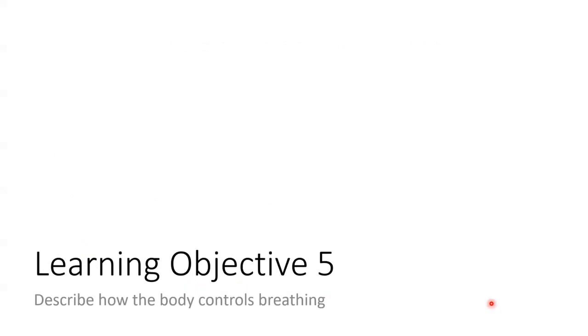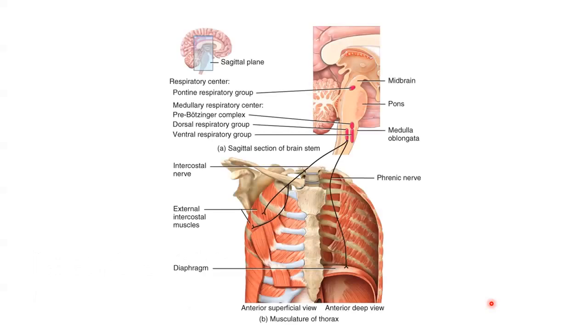And now the last learning objective for the physiology of the respiratory system, and in fact the respiratory system overall, and that's to describe how the body controls breathing. So as we've already discussed, for breathing to occur, the size of the thorax is altered by the action of breathing muscles. Our muscles contract as a result of nerve impulses transmitted from respiratory centers in the brain, and then they relax when these nerve impulses stop.